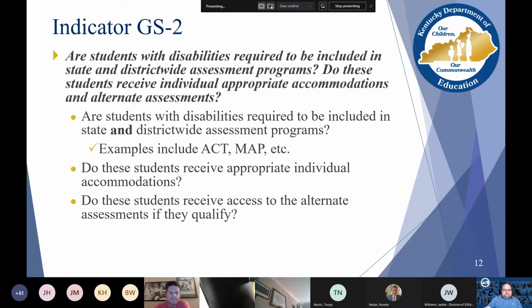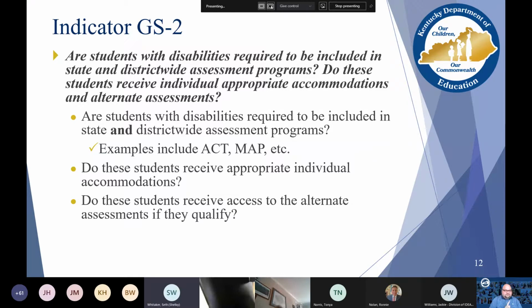All right, let's look at GS2. And by the by, there's going to be a lot of words on some of these documents, but I wanted to make sure that, number one, that's one of the reasons I included the PDF so that everyone could look at that and see this. I also wanted to make sure that you all knew specifically what we're looking for, because we don't want to veil anything. We don't want to hide anything. Are students with disabilities required to be included in state, notice the second one, and district-wide programs?